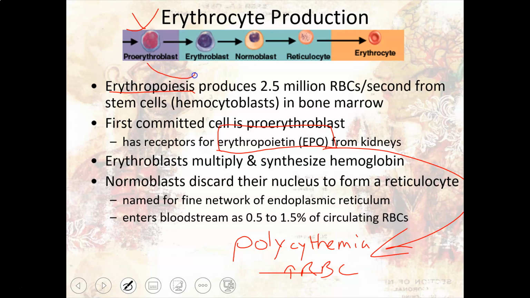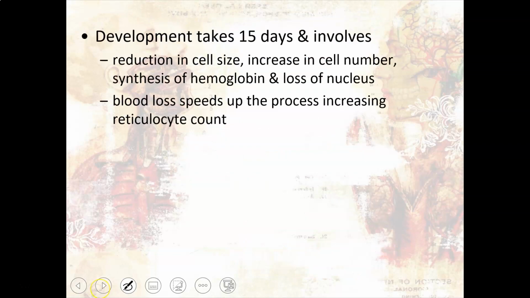Now, in our production here, we go pro-erythroblast, erythroblast, and we start throwing out organelles. By the time we get to this stage, this reticulocyte, the organelles are pretty much gone. There's a degrading endoplasmic reticulum. And some of those reticulocytes will actually be found in the blood. You'll see more reticulocytes in the blood if you've lost blood recently. We kind of rushed through. From start to finish, this process takes about 15 days. Like I said, blood loss will speed up that process and increase the number of reticulocytes circulating in the bloodstream.